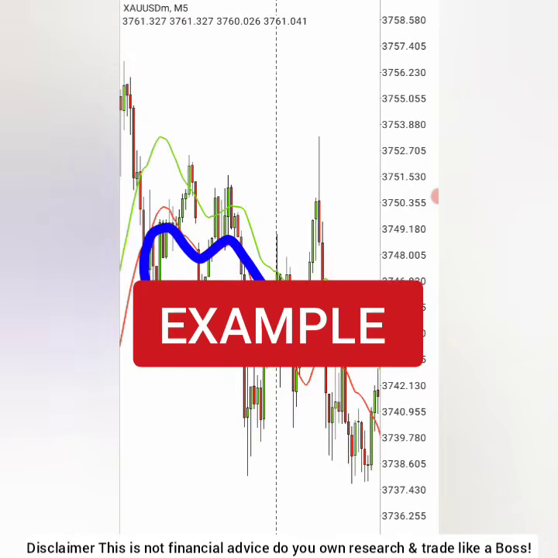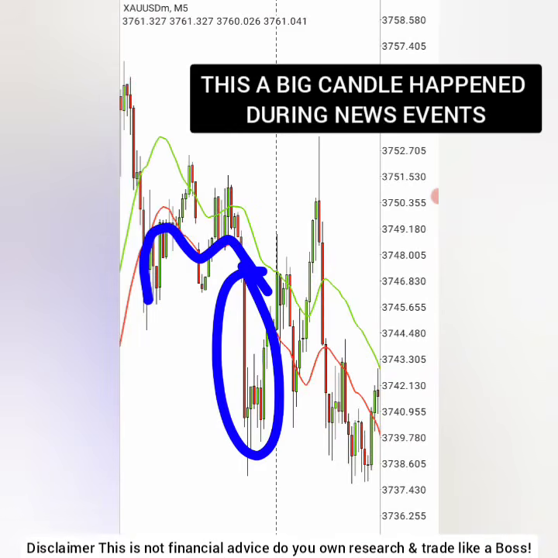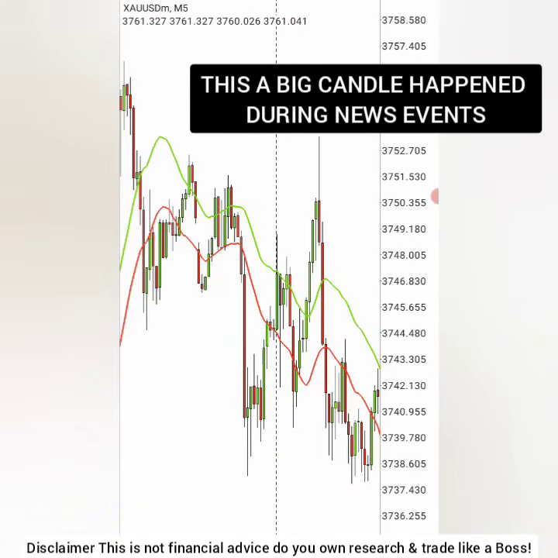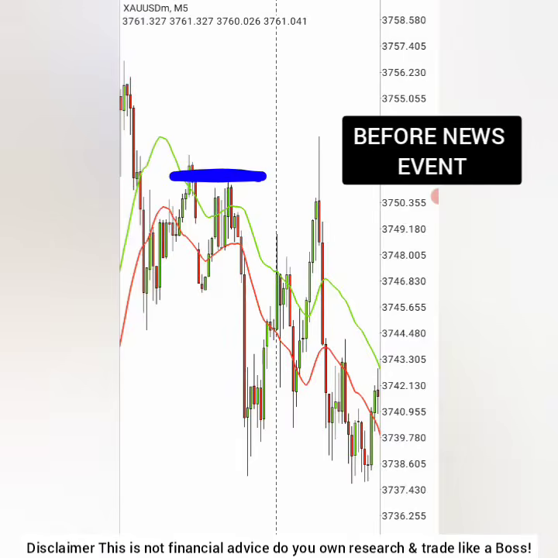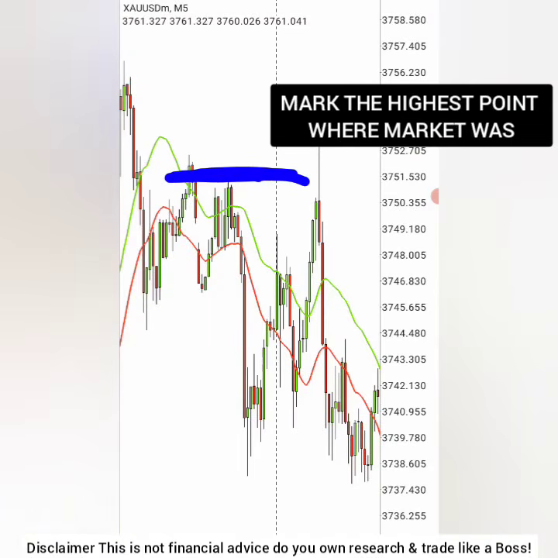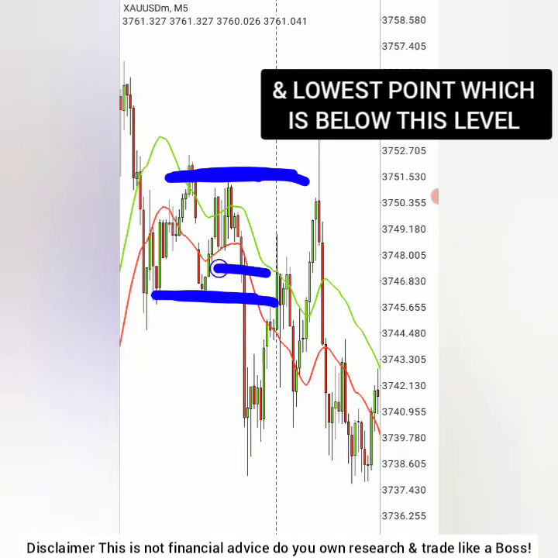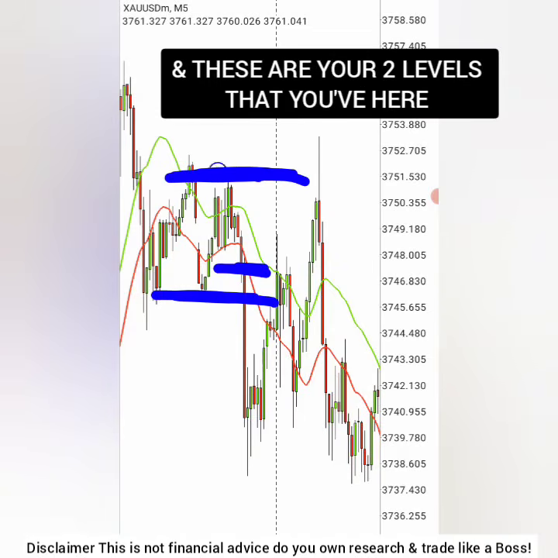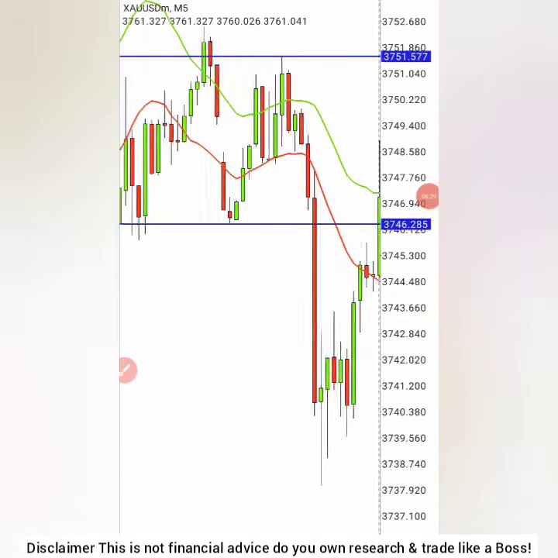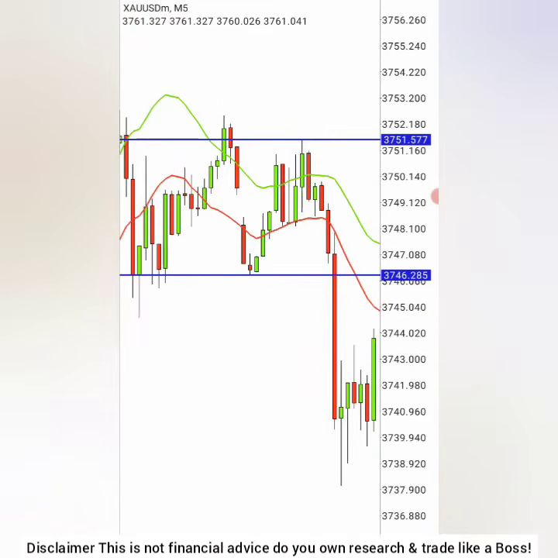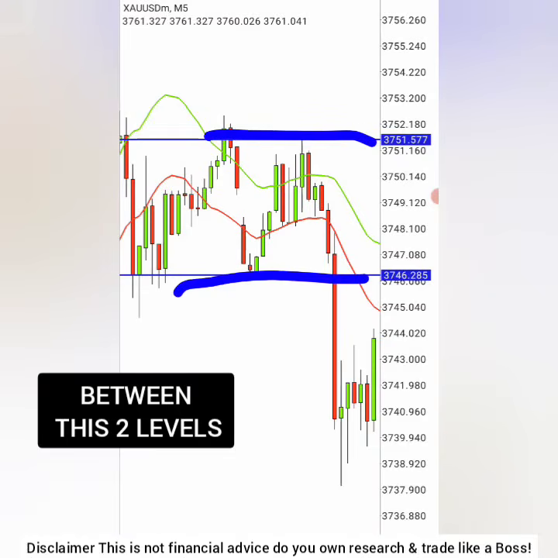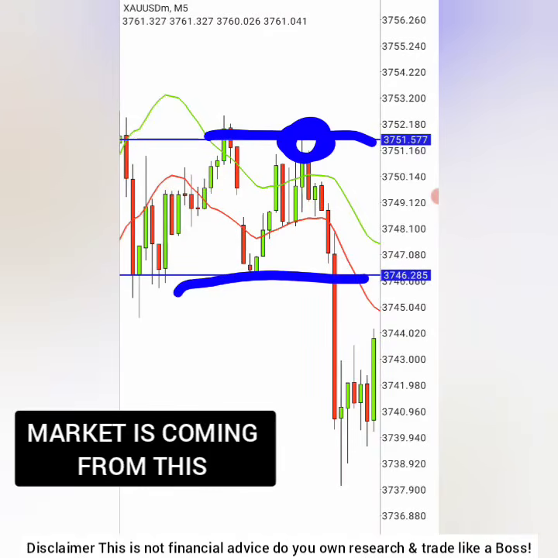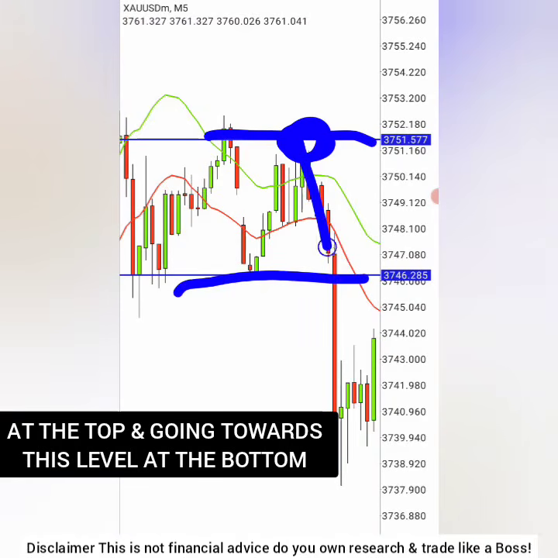Now we have another example right here. This is a big candle which happened during a news event. So before the news event, you want to mark the highest point where the market was and also the lowest point which is below this level, and these are your two levels that we have right here. Now let's zoom in so that we can see everything clearly. You can clearly see that between these two levels, the market is coming from this one at the top and going towards this level at the bottom.